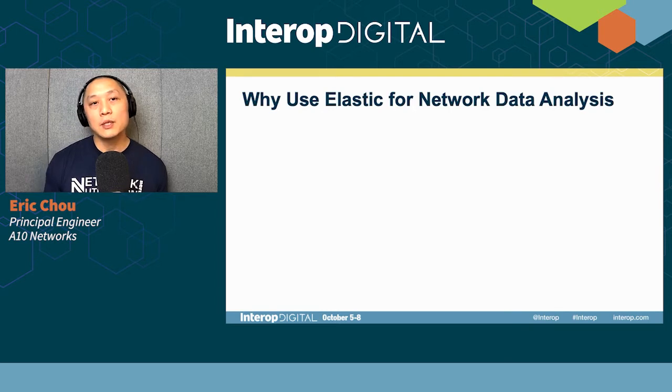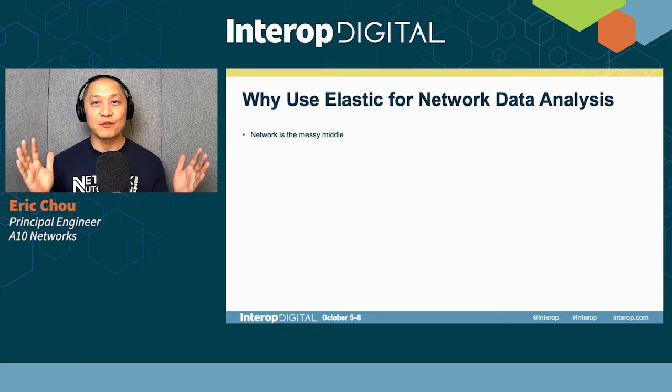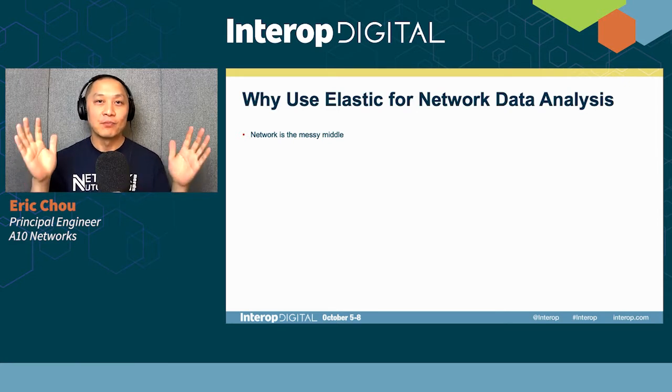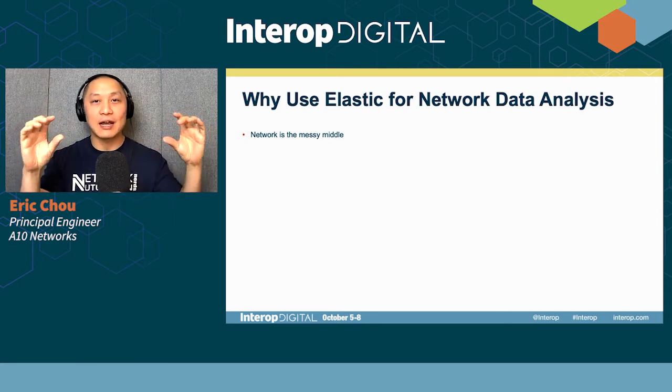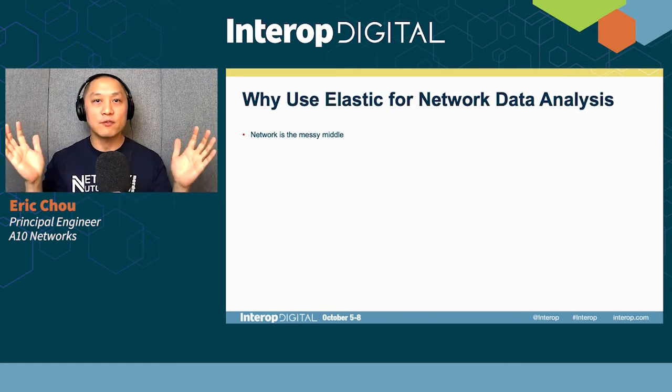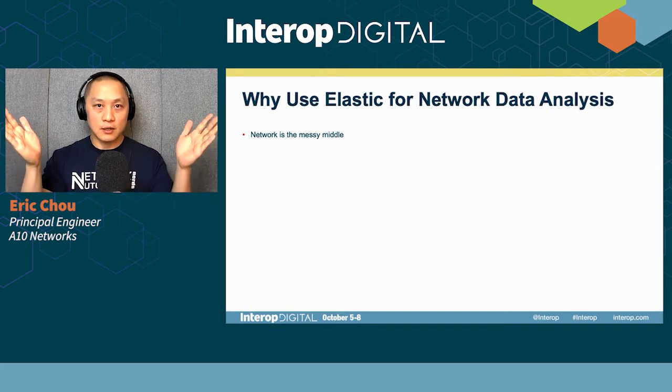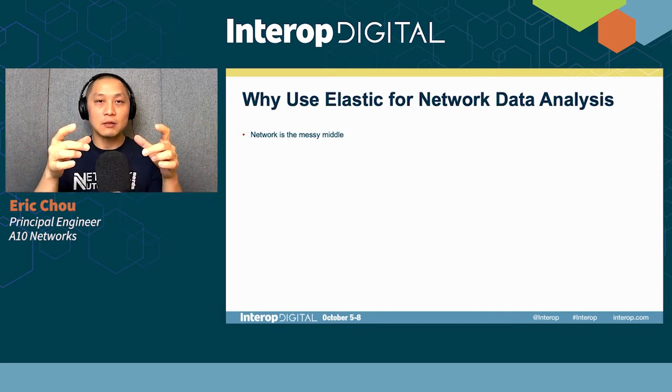And why do we want to use Elasticsearch for network data analysis? I think by far the most important reason is that networking is really like the messy middle. If we think about the OSI layers, you have the presentation layer and these different applications: web server, mail, streaming services, all of these different services aggregating into this middle layer like an hourglass, right? That's the networking layer. Everybody comes down to the networking layer.